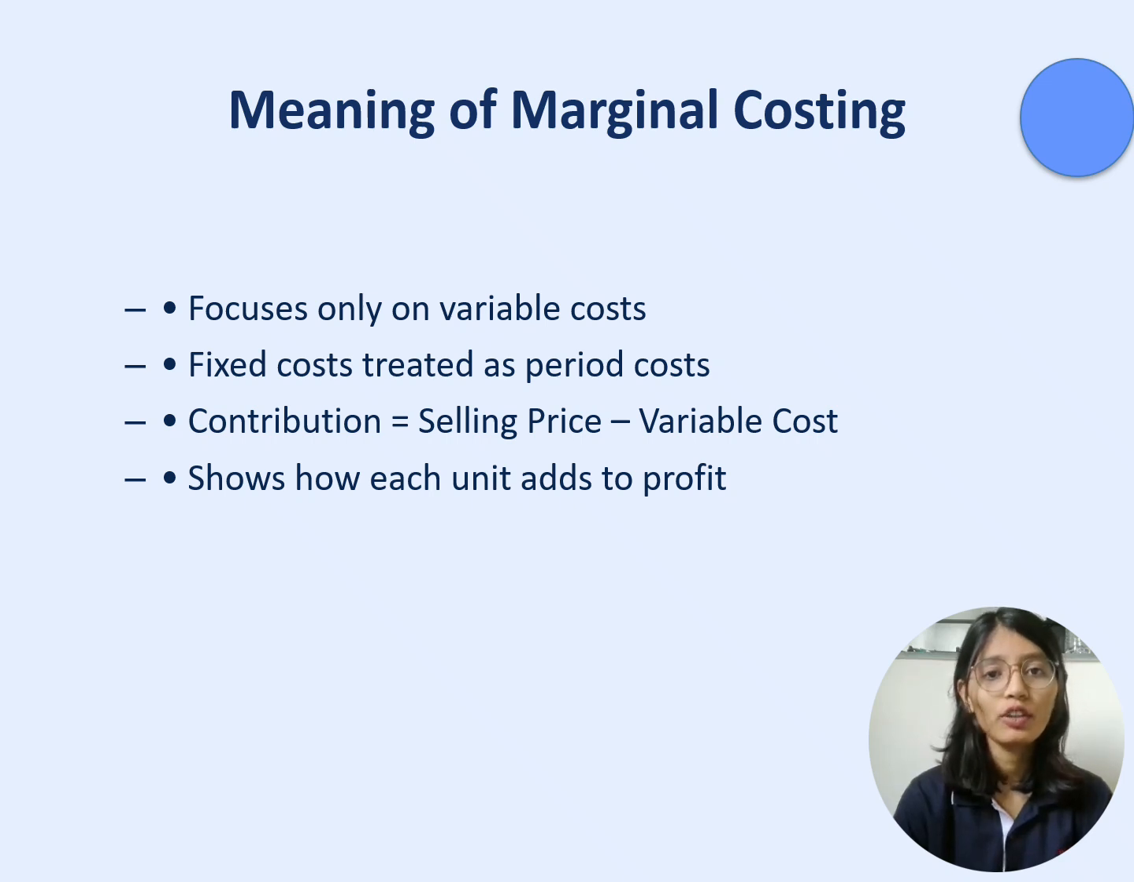Marginal costing is a costing technique which considers only variable cost for decision making. In this method, fixed costs are treated as period cost, which means they are charged directly to the profit and loss account. The main concept of marginal costing is contribution, which is calculated as selling price minus variable cost. This contribution helps to cover fixed cost and then generate profit.